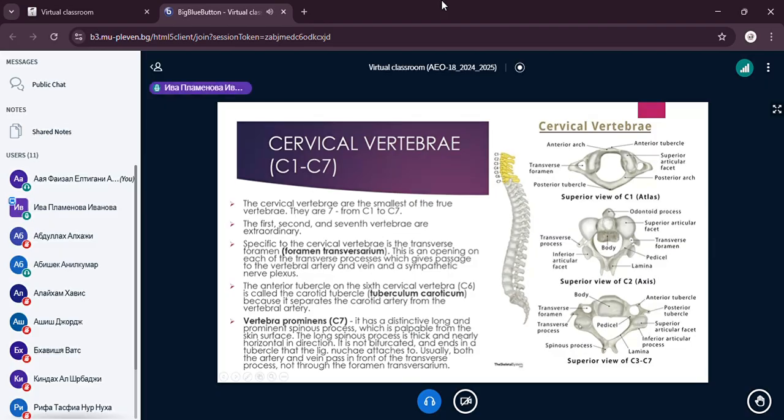Next semester, you will see that the spinal cord also has segments. The difference between the cervical vertebrae and cervical segments of the spinal cord is that the cervical vertebrae are 7, while the cervical segments of the spinal cord are 8. So you should remember that the cervical vertebrae are 7, from C1 to C7.